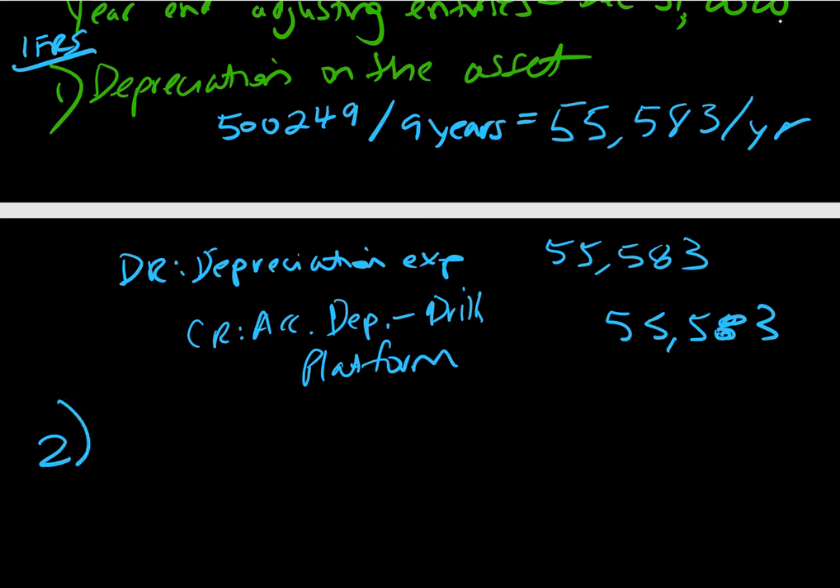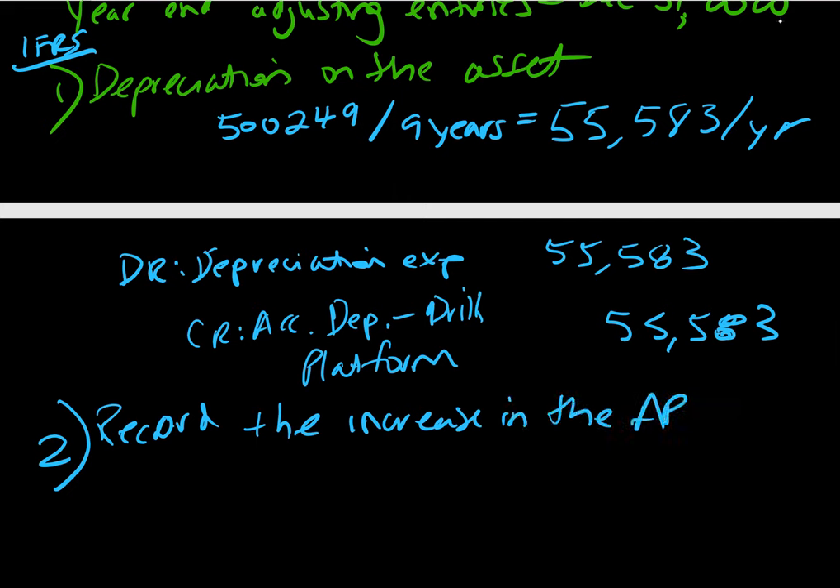The second adjustment is going to be under IFRS to record the increase in the asset retirement obligation. And that's true of IFRS or ASPE. We're always going to need to depreciate the asset and record the increase in the asset retirement obligation, because as a year passes, the present value of the $1 million in the future is going to get closer. Therefore, it's going to be worth more from a time value of money perspective.